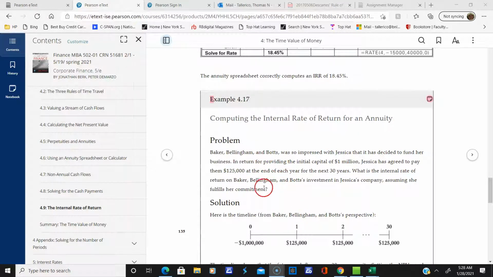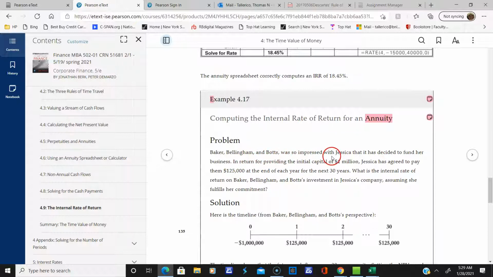So this is where we left off talking about the internal rate of return and its uses. And here's an example where you're computing the internal rate of return for an annuity. So again, an annuity is something that pays constant amounts of money or cash flows over constant periods, okay? Kind of like when you hit the lotto, right? You get a constant payout.